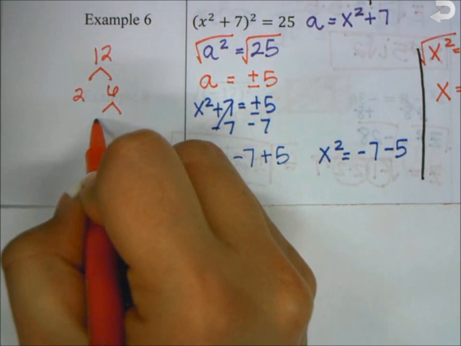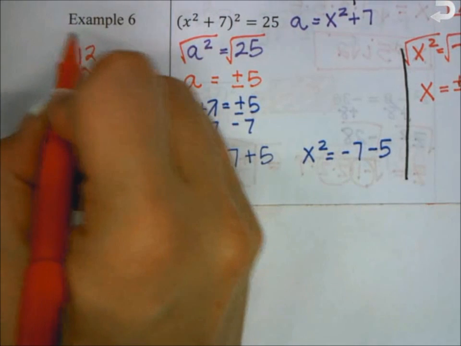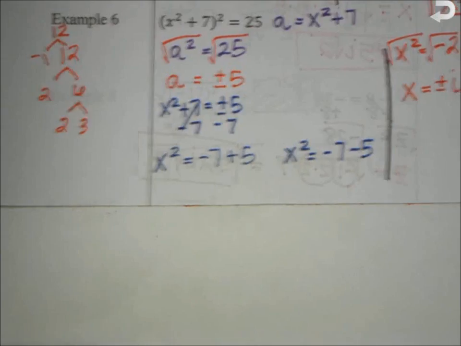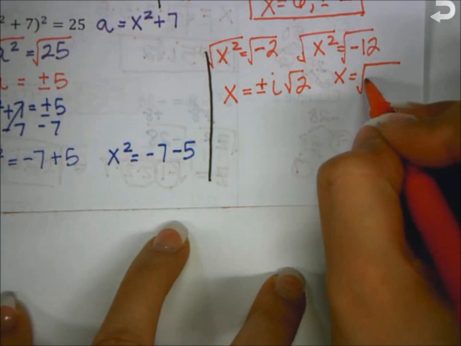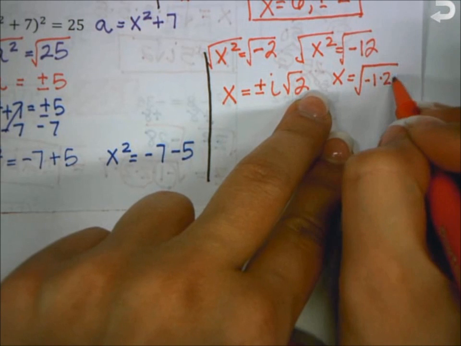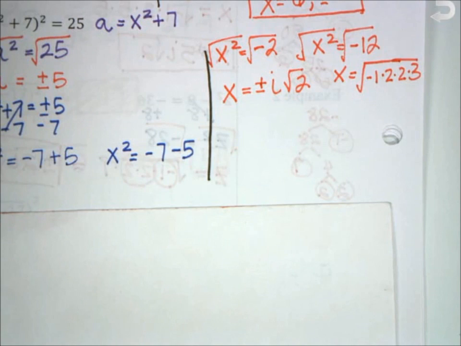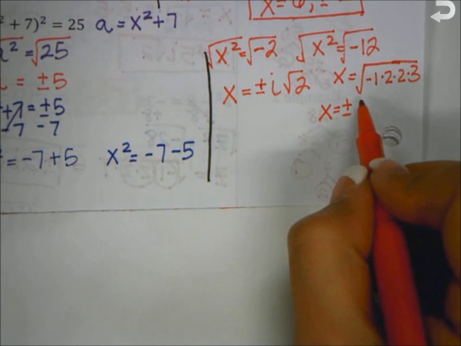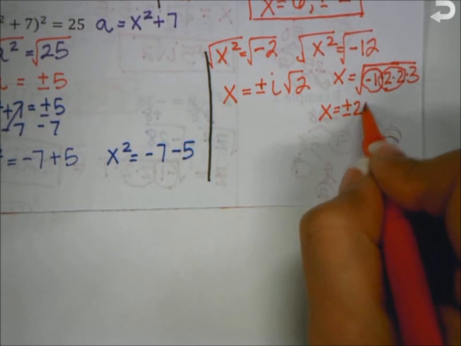So this would break down to X equals square root. I might have to write small, so negative 1 times 2 times 2 times 3. Yay, it all fits. So what can I take out here? X equals plus or minus. We can take out those 2's and that negative 1, so plus or minus 2i root 3. So I have two answers here. X equals plus or minus i root 2 and plus or minus 2i root 3.